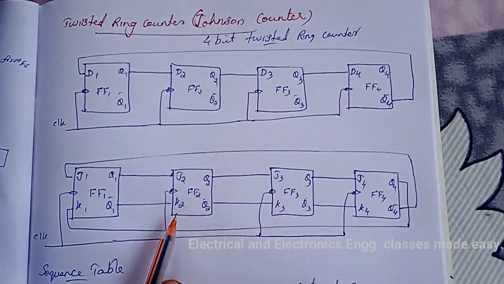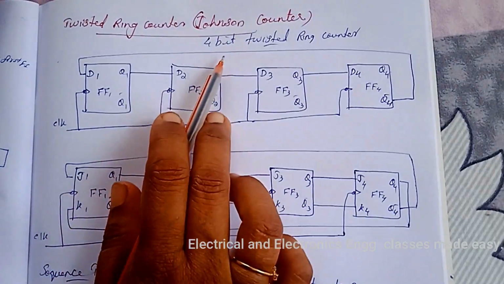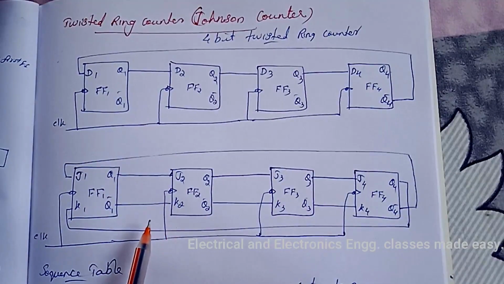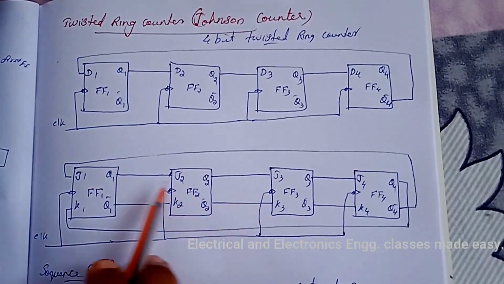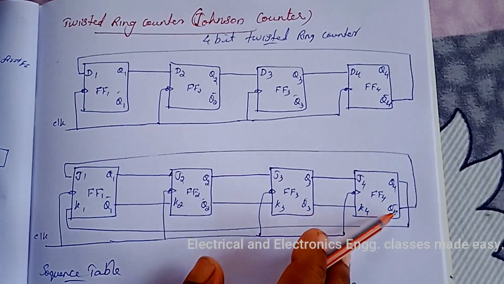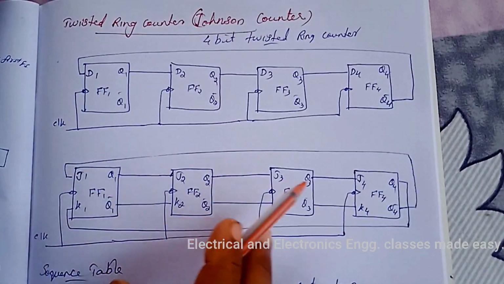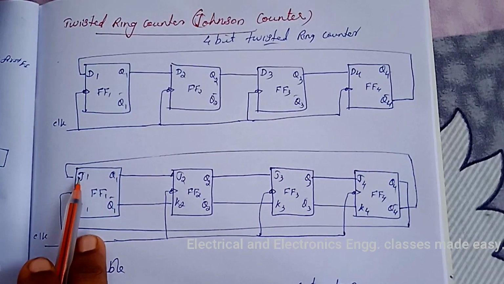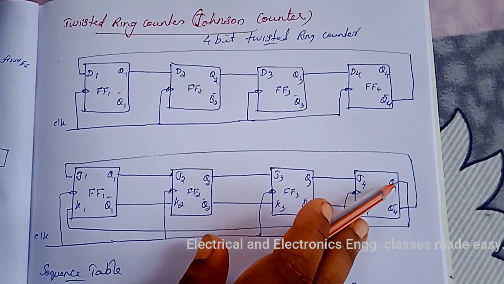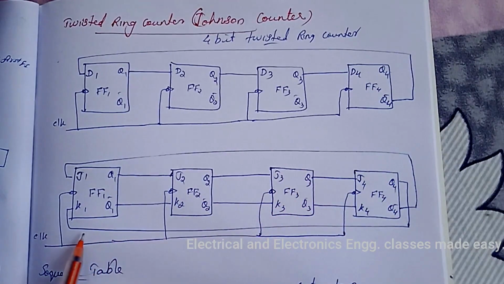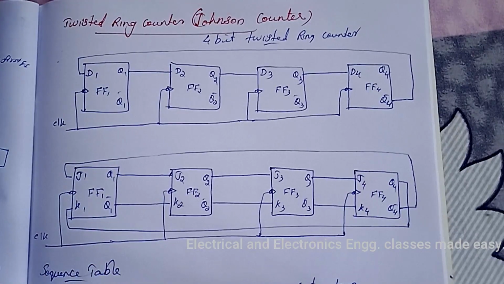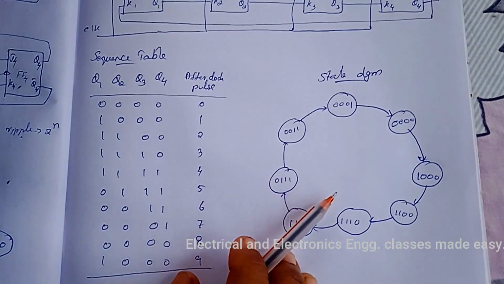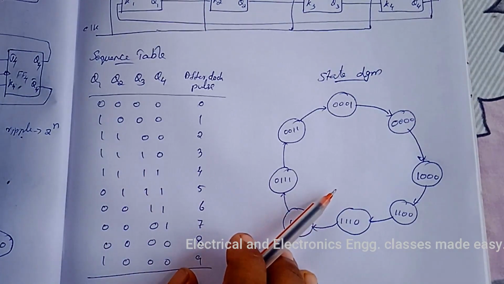And these are the logic diagrams for the 4-bit twisted ring counter using D flip-flop, and this is using JK flip-flop. Here in the JK flip-flop version, the Q bar output of the last flip-flop is connected to the J input of the first flip-flop, and the Q output of the last flip-flop is connected to the K input of the first flip-flop. And this is the sequence table, and this is the state diagram for the 4-bit twisted ring counter.